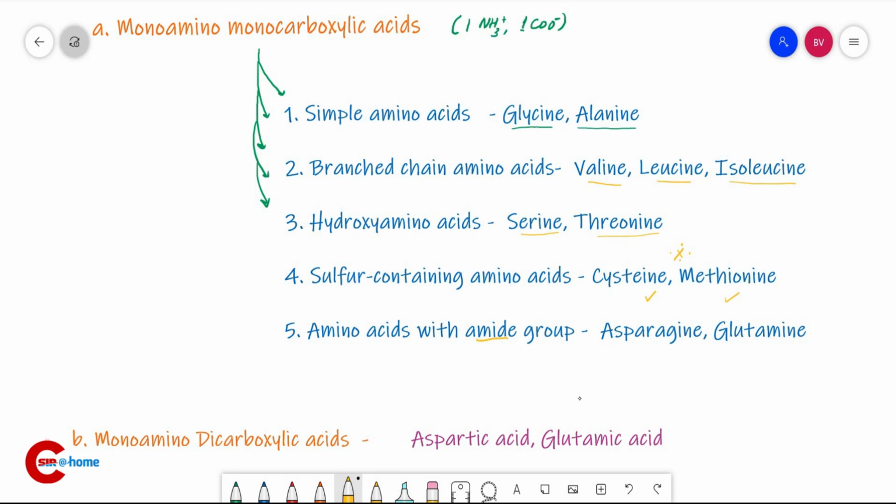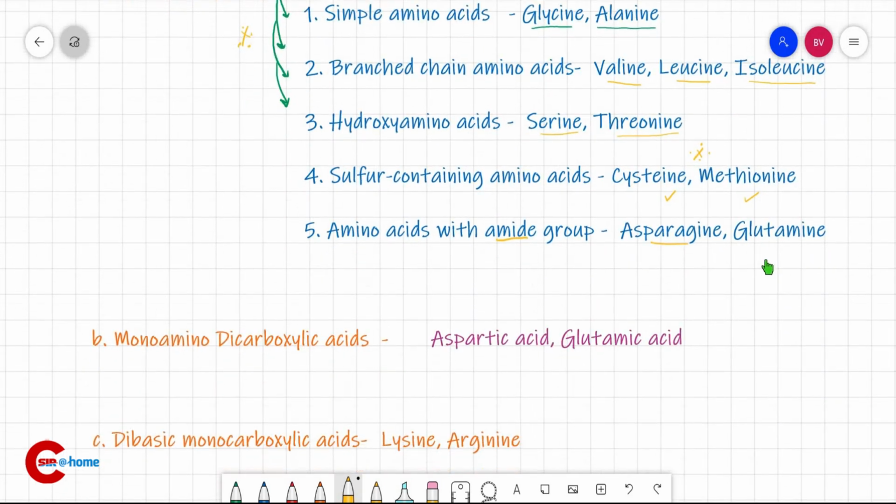Then amino acids with amide group, which are asparagine and glutamine. These are examples of amino acids which contain an amide group. This is very important. Understood? Glycine and alanine are both examples of simple amino acids. Valine, leucine and isoleucine, branched chain amino acids. Serine and threonine, hydroxy amino acids. Then cysteine and methionine, sulfur containing amino acids. Asparagine and glutamine, amino acids with amide group.